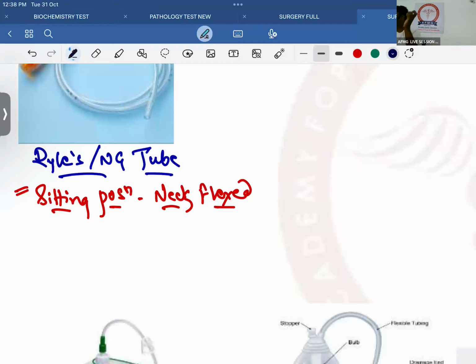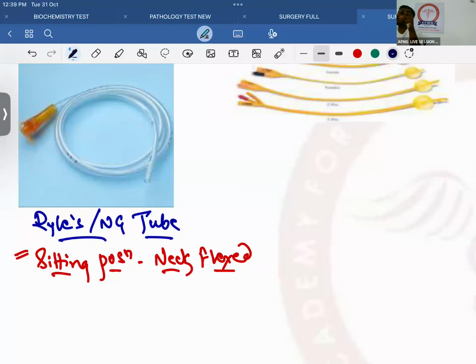And how to check the correct positioning of the Ryle's tube, beta? Is it a chest X-ray? Very good. Either connect a syringe and aspirate the gastric content, try to pull back the stomach contents into the syringe, or take an empty syringe, push air and auscultate it over the epigastrium. You will be able to hear a gush of air, beta. That means definitely the air is going inside the stomach.